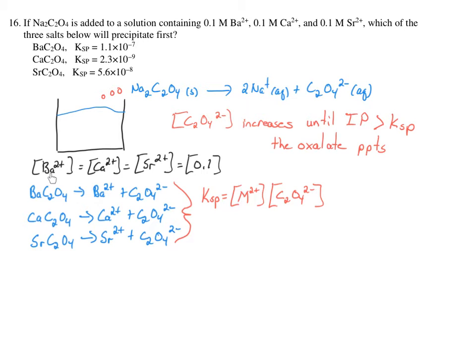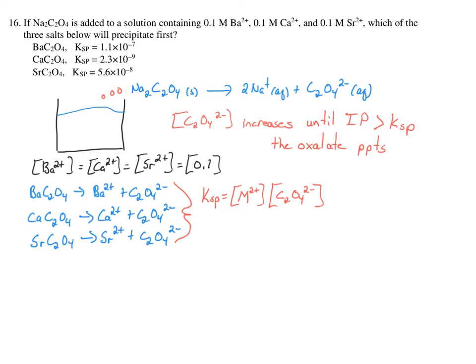So here we have a solution that contains 3 different metal cations all at the same concentration. All of these metal cations form insoluble precipitates with oxalates. So all of these metals have insoluble oxalates. We're going to add sodium oxalate to the solution.